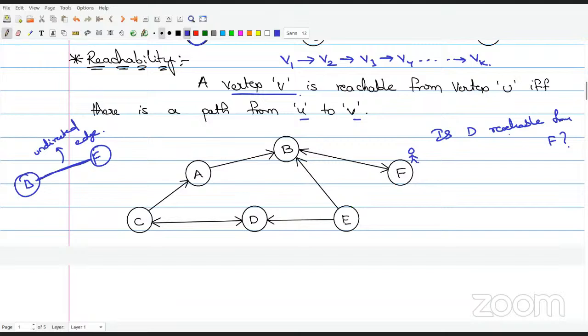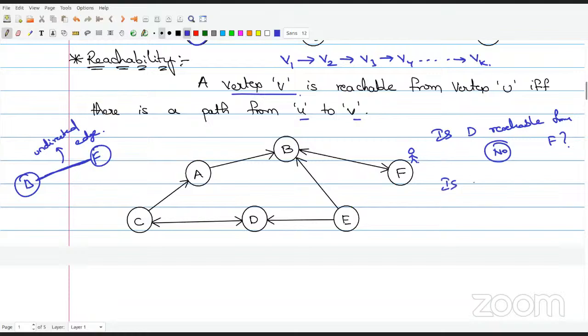So now tell me, is D reachable from F? You are at F. Can I go to D? No. Why no? Because if I start from F, I can go to B via this edge. From B, can I go to any other place? No, there are no edges going from B. So I will be stopping here itself. So I can't reach D.